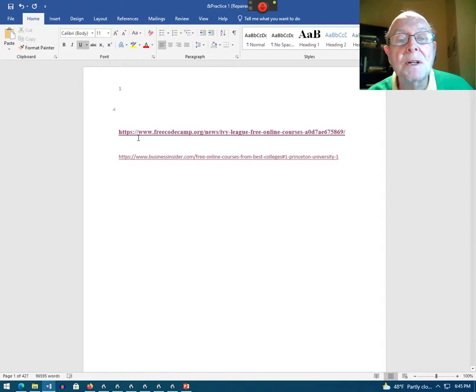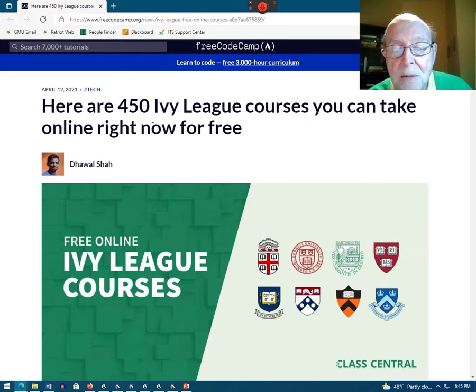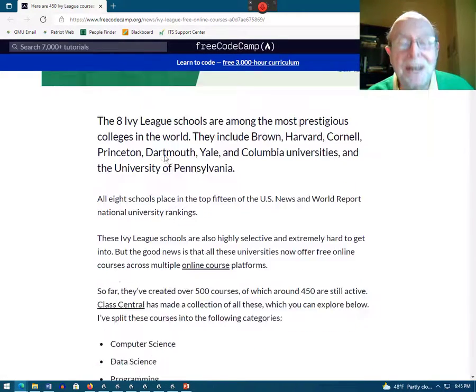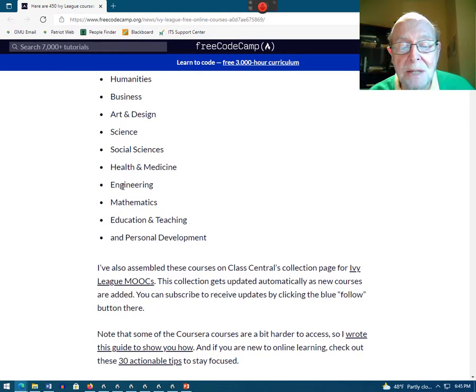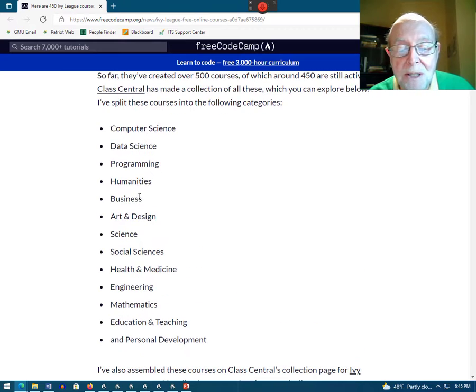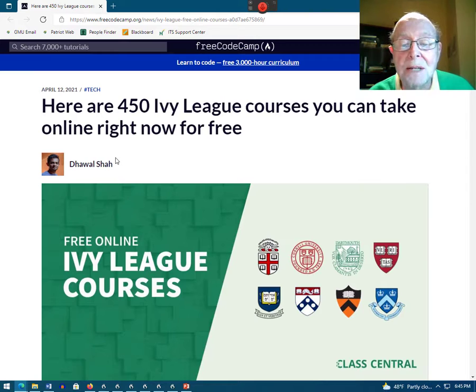So that's one link, and the other one is this one. If you thought 65 was a lot, how about 450? Here's 450, and they're every imaginable topic: computer science, data science, programming, social sciences, mathematics, engineering. There's a bunch of them in the humanities. There's poetry, just everything you can imagine. And these are courses taught by the most famous professors in the world, women and men who are not only famous scholars, but the ones who are picked for these are also good teachers, famous teachers as well.